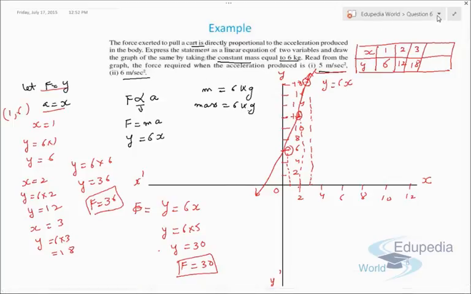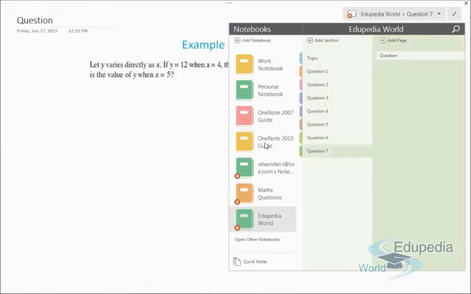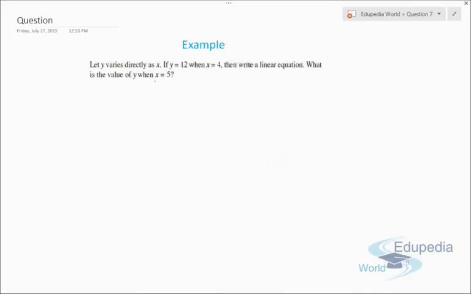Let's move on to the next question, question number 7. Now it's a very interesting question. Watch it very carefully. Let y vary directly as x, means y is directly proportional to x, means if x increases, y will increase, and if x decreases, y will also decrease. So they are in direct relationship with each other.